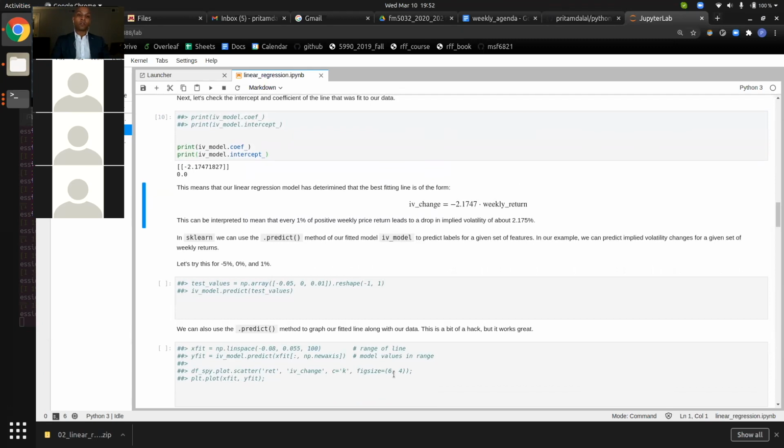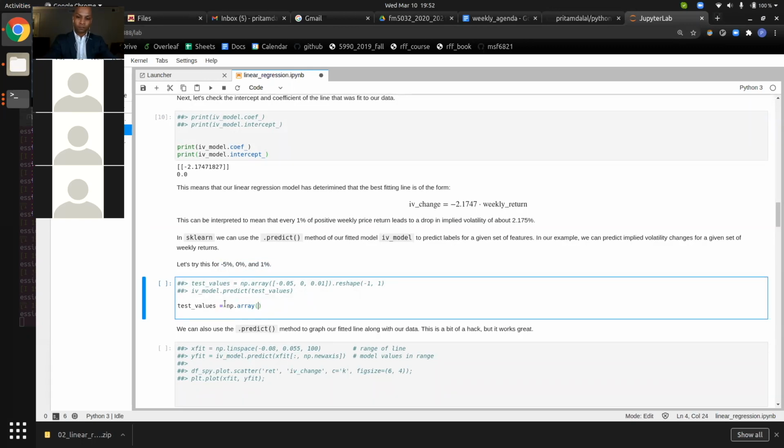And in sklearn, once we have a model fit, we can use the predict method of our fitted model to predict labels for a given set of features, right? So in our example, we can predict implied volatility for a given set of weekly returns. So let's try this for a few different values of weekly returns. So our test values are going to be 5%. Oh, I'm sorry, negative 5%, 0 and 1%.